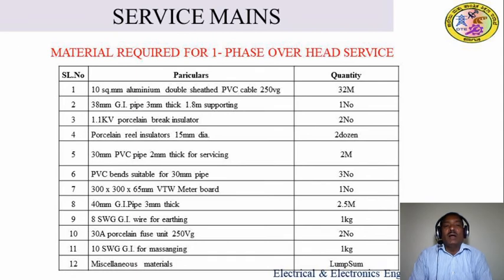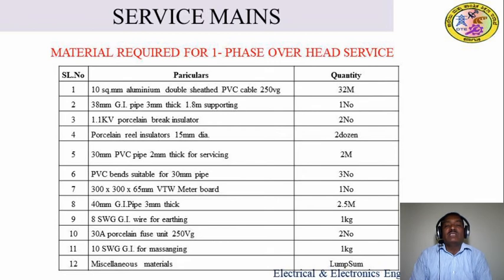Next, 1.1 kV porcelain brake insulator, we require 2 numbers. Next, the porcelain reel insulator 15 mm dia, it is available in the market by the dozen, so we require 2 dozen. Next, 30 mm PVC pipe 2 mm thickness for servicing, how much is required? 2 meters should be required. The same PVC bends, suitable for a 30 mm pipe, how many bends are required? 3 numbers should be required.